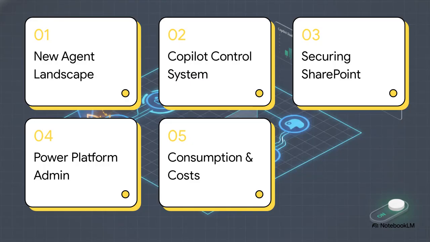Let's take a quick look at our roadmap for today. First, we'll cover the new agent landscape. Second, the Copilot control system. Third, securing SharePoint content. Fourth is the Power Platform Admin Center. And finally, managing consumption and costs.